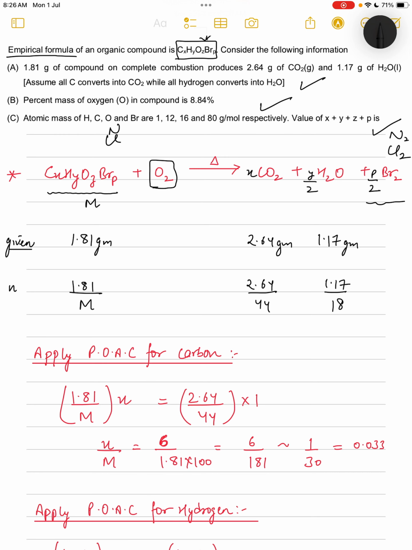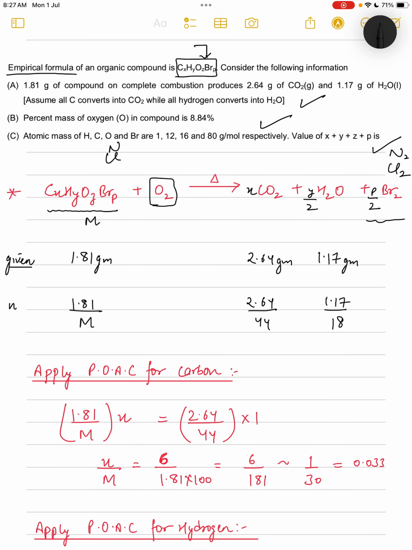Now, what is given to us in the question? We are given the organic compound's mass, it's 1.81 gram. Statement A, read it. It says 1.81 gram of organic compound on complete combustion gives 2.64 gram of CO2 and 1.17 gram of H2O, right? And H2O is given in the liquid form, so let's write it here as liquid, and CO2 is given in the form of gas.